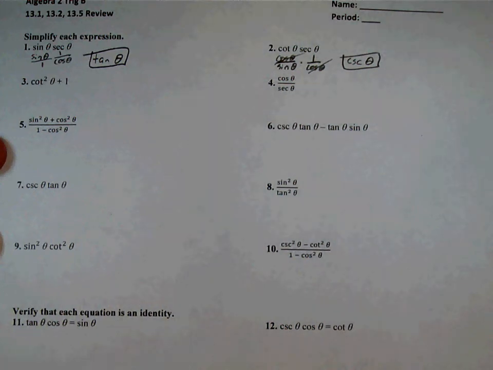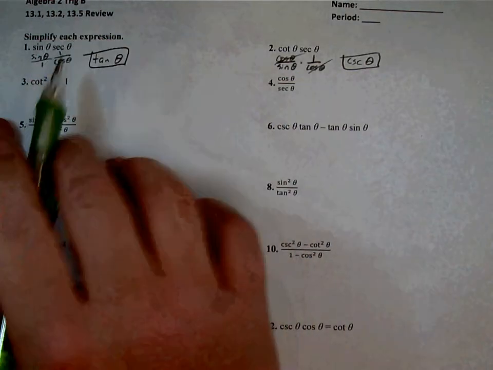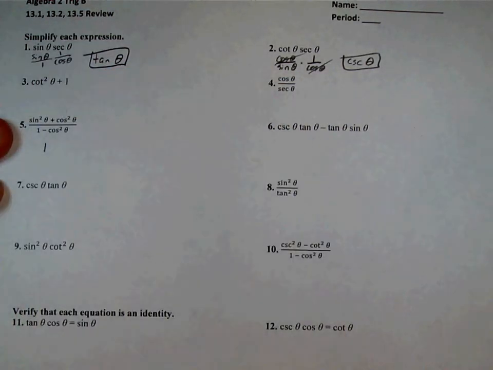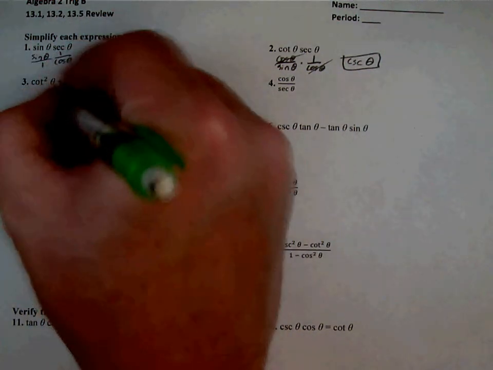Number 5, sine squared plus cosine squared. Oh sorry, I skipped number 3. Let me go back up to 3. Cotangent squared plus 1. We do know that from a Pythagorean identity as well. Cotangent squared plus 1 is cosecant squared.